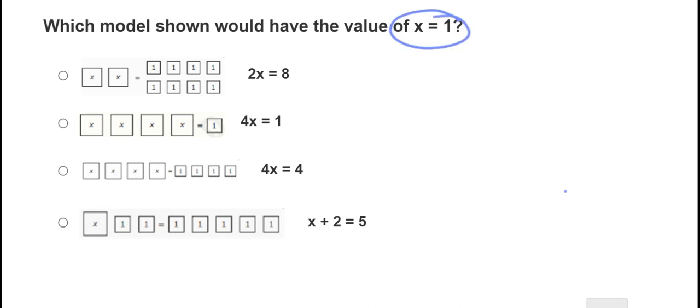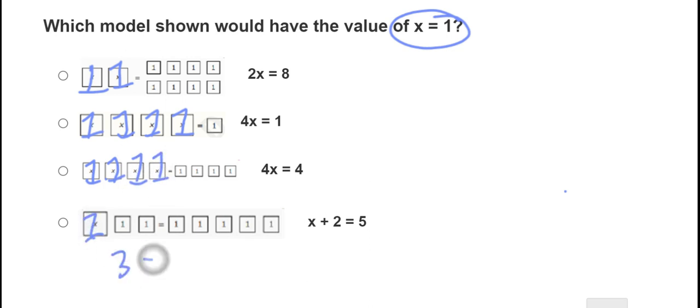Which model shows where x equals 1? So if you take out x and you put in 1, visually you could substitute and then solve.